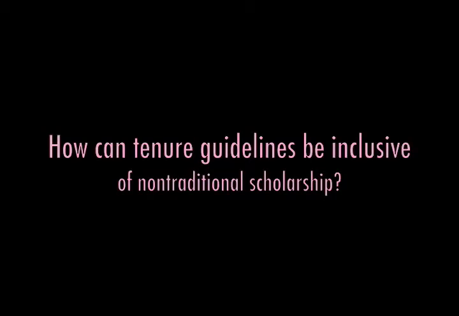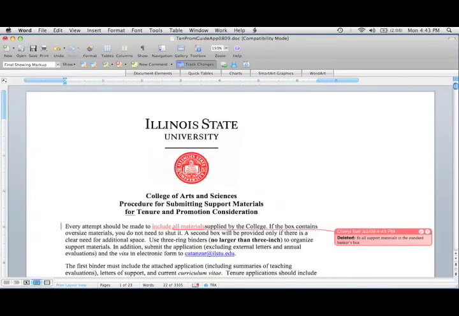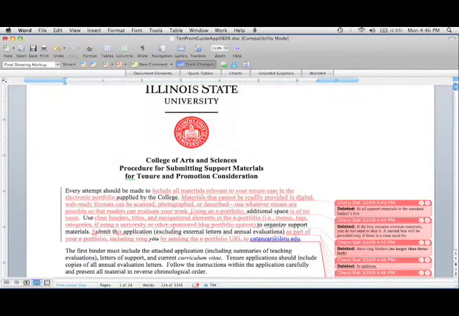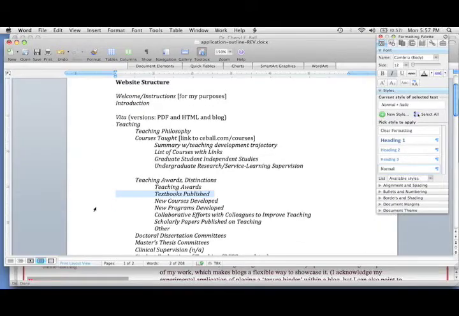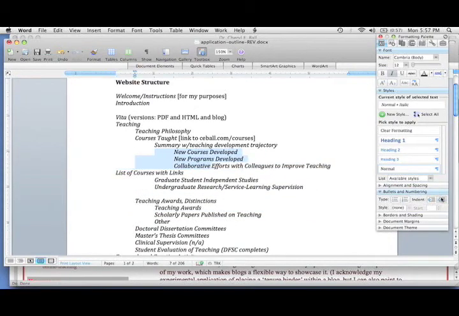Although I haven't talked about the other two research questions that this issue brings up about inclusivity and dissemination of non-traditional scholarship, I have a few ideas about how to recraft our guidelines to be more inclusive of this kind of work. For instance, in this blog portfolio, I had to re-envision and remove some of the redundancies across different documents for the tenure process.